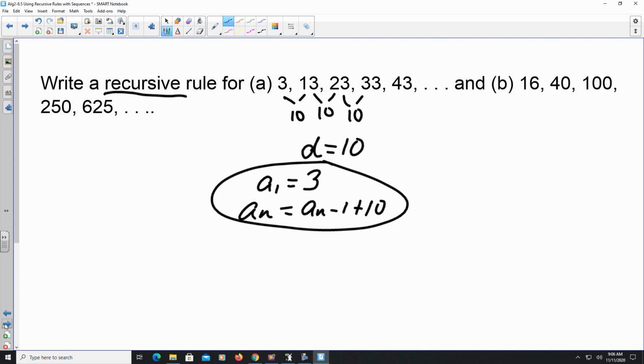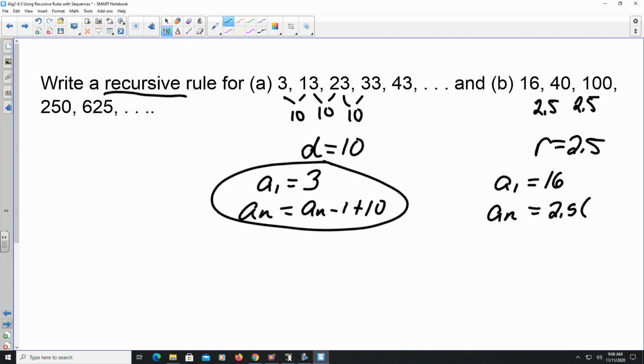So 40 divided by 16 is 2.5. 100 divided by 40 is 2.5. So it has a common ratio of 2.5, so it's a geometric sequence. Now I know that a sub 1 in this situation was 16, and my rule is going to be a sub n is equal to the common ratio, which is 2.5, multiplied by a sub n minus 1. And here's my recursive rule.